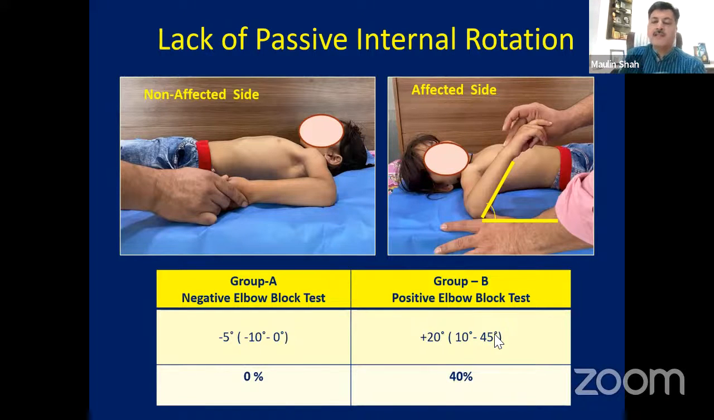We have been checking passive external rotation in all our patients, but when you have to check passive internal rotation, you have to elevate the arm to 90 degrees, and then turn the forearm down and see how much distance or angle it makes from the anterior trunk line. That angle we have to measure, and that is a sign of posterior capsular contracture or external rotation contracture. So this cohort brought different clinical findings when we compared it to the negative elbow block test or kind of C5-6 patients.